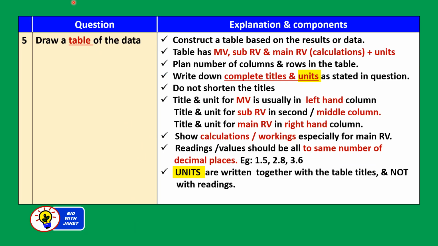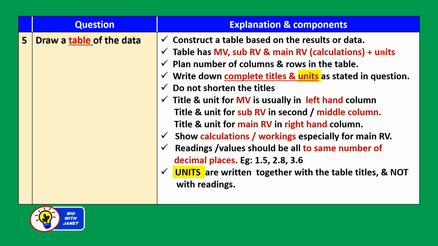Next, we come to table. Draw or construct a table of the data that you have obtained. All right, so construct a table based on the results of data. The table has 3 or 4 components, depending on how many readings there are. So normally it has MV, sub-RV, then the main RV is obtained through calculations involving the sub-RV, and then there are units also in the table.